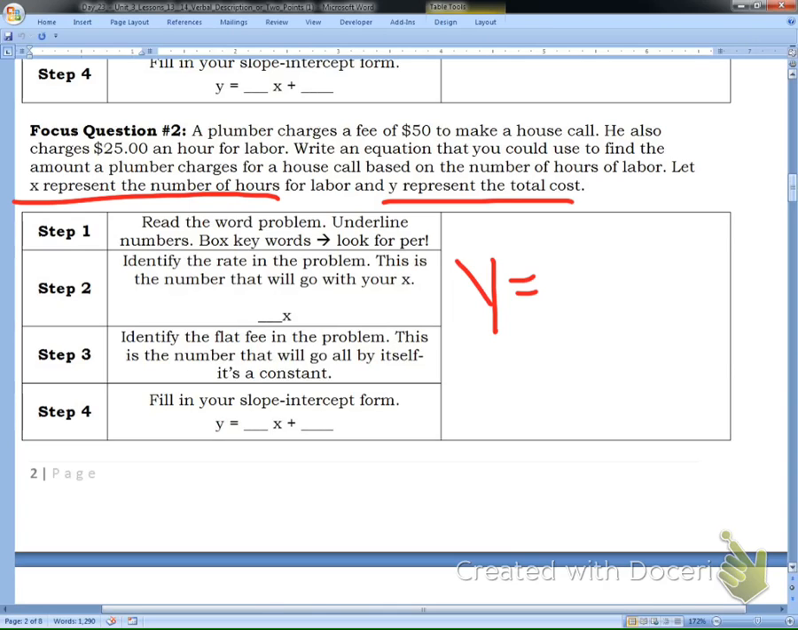Well, let's read through the problem, because this can even help us identify that rate and this y-intercept. So we know whatever number is with hours in our problem is the number that goes in front of our x. So here we see hours again, $25 an hour, so that's for every hour. They didn't have to say for every or for each. We know that it's implied. So 25x. And that leaves that flat fee that the plumber charges just for stopping by, regardless of how long he's there, of that plus 50. So there we have it in slope-intercept form.